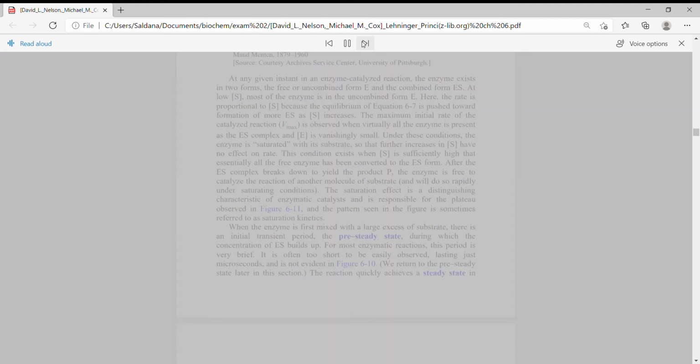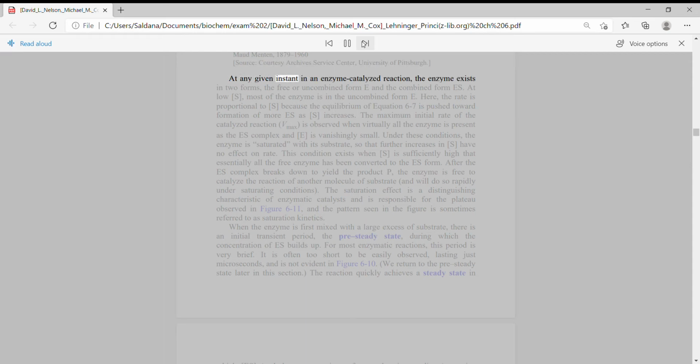Leonor Michaelis, 1875-1949, source, Rockefeller Archive Center. Michaelis-Menten, 1879-1960, source, Courtesy Archives Service Center, University of Pittsburgh.